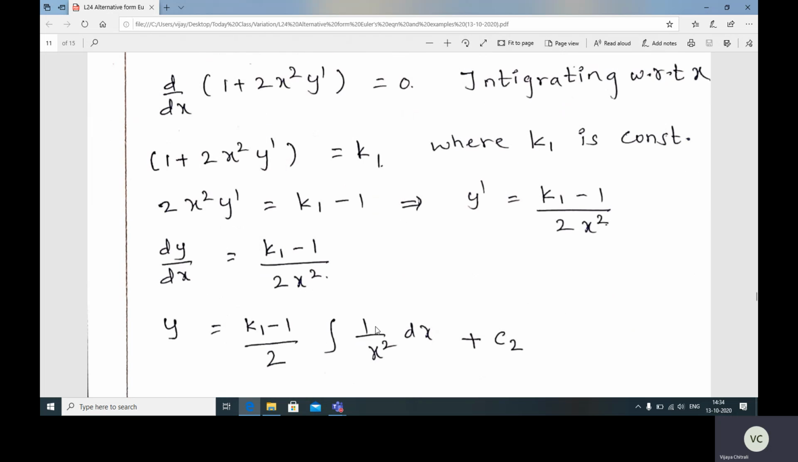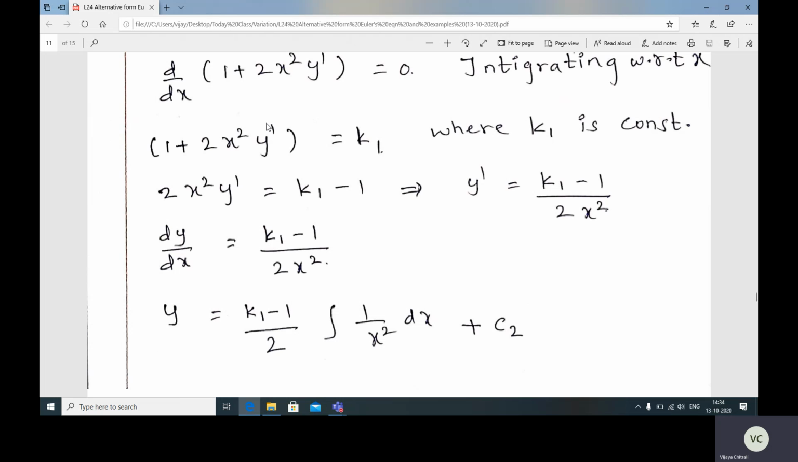Now we want y dash. Why do we want y dash here? Because we need y. So to find y, first we need to find y dash. So 2x square y dash is equal to k1 minus 1, because you take this 1 from LHS to RHS. So y dash, or dy by dx, is equal to k1 minus 1 divided by 2x square. The numerator stays, and the denominator comes this side. So k1 minus 1 divided by 2x square is y dash or dy by dx.